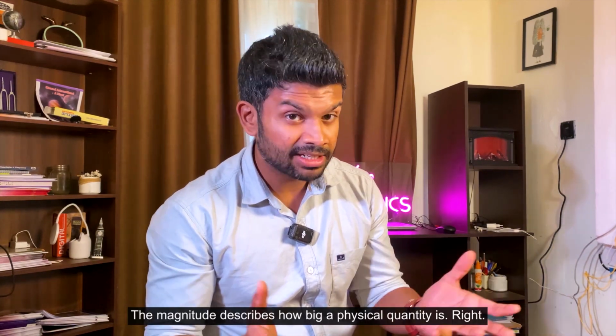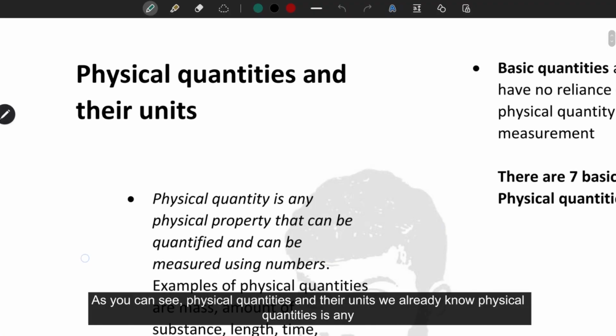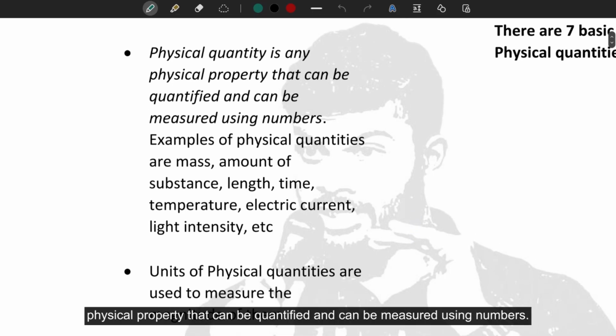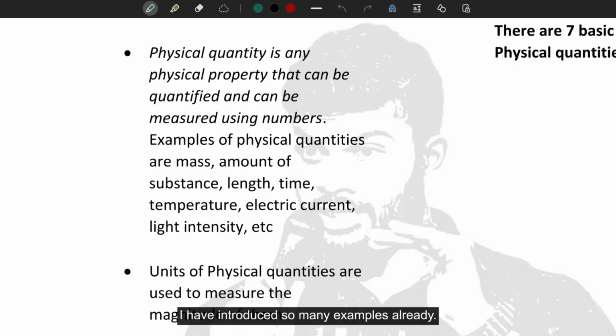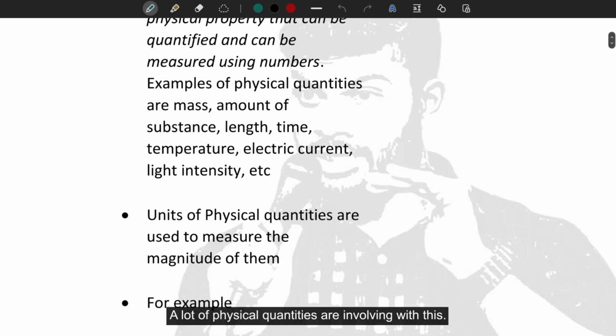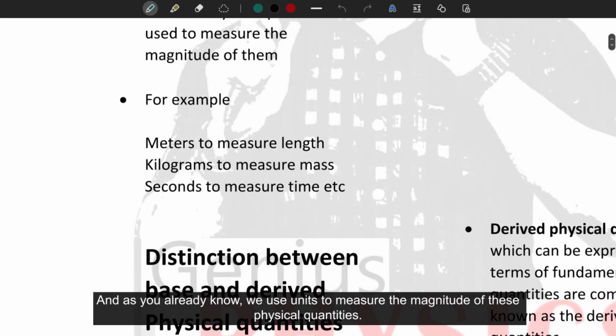The magnitude describes how big a physical quantity is. As you can see, physical quantities and their units, we already know a physical quantity is any physical property that can be quantified and can be measured using numbers. I have introduced so many examples already. Mass, amount of substances, weight. You can suggest more if you want. A lot of physical quantities are involved with this. And as you already know, we use units to measure the magnitude of these physical quantities.